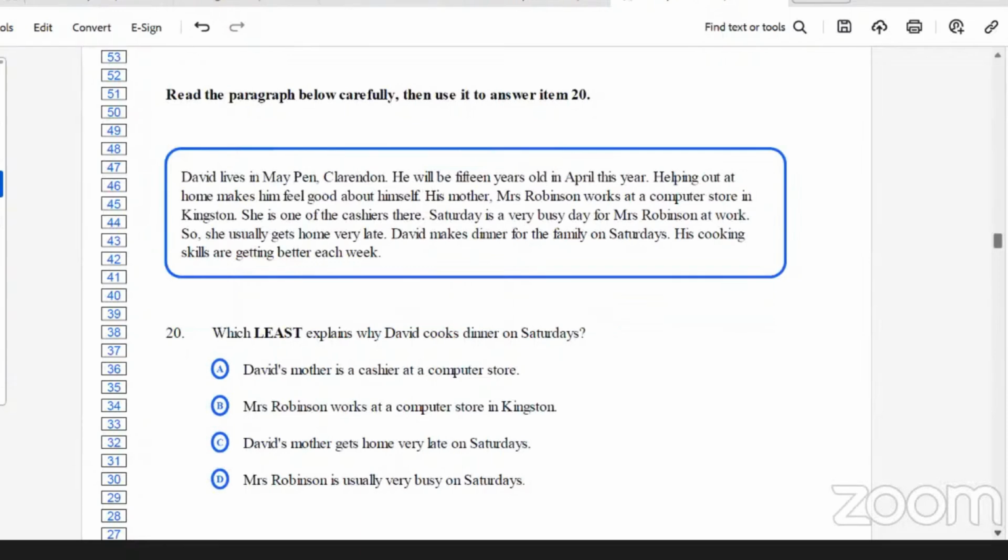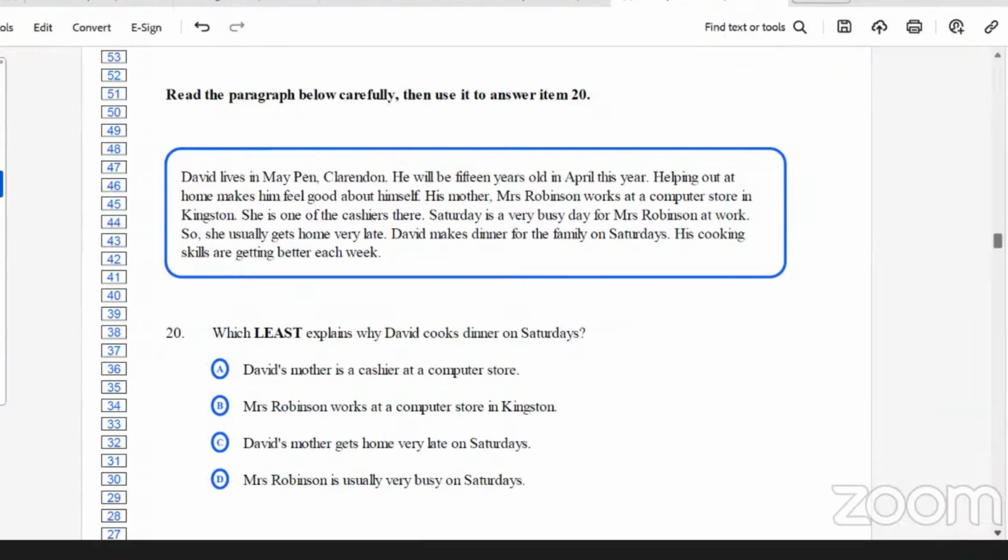20. Read the paragraph carefully, then use it to answer question 20. David lives in Maypen, Clarendon. He will be 15 years old in April this year. Helping out at home makes him feel good about himself. His mother, Mrs. Robinson, works at a computer store in Kingston. She is one of the cashiers there. Saturday is a very busy day for Mrs. Robinson at work, so she usually gets home very late. David makes dinner for the family on Saturdays. His cooking skills are getting better each week.